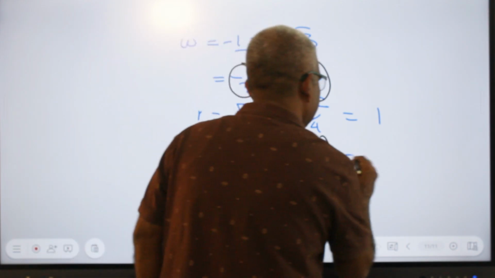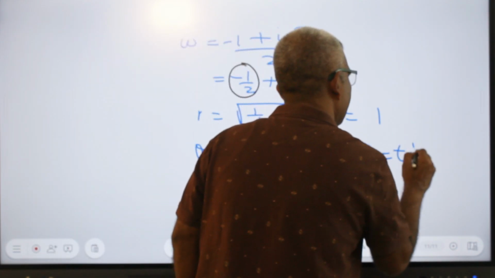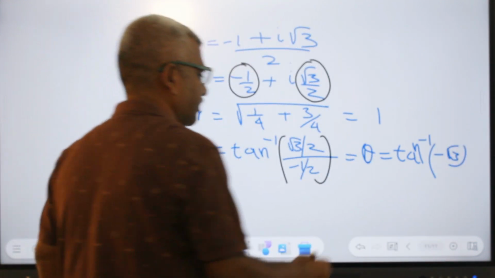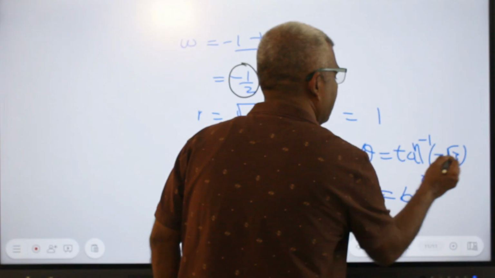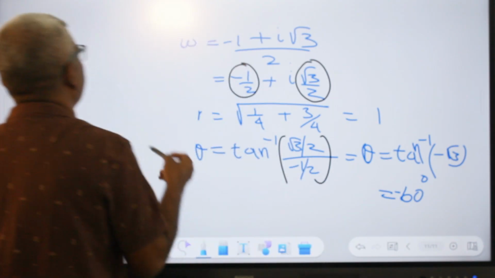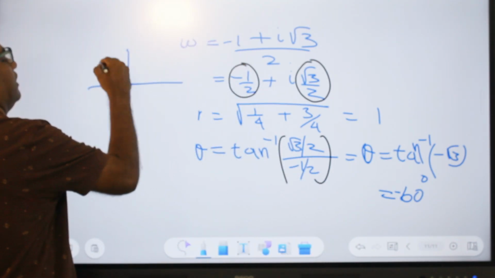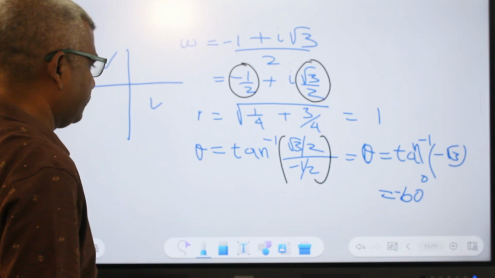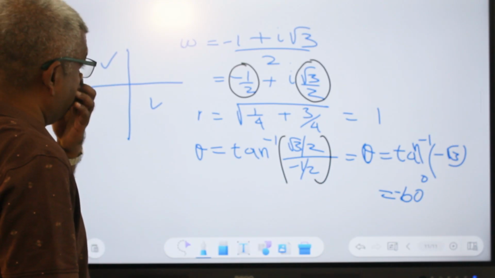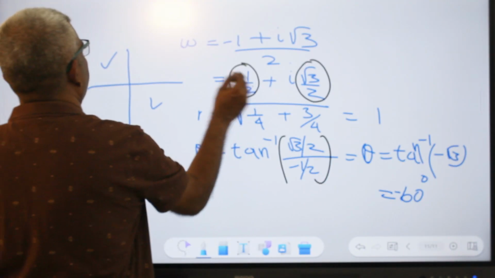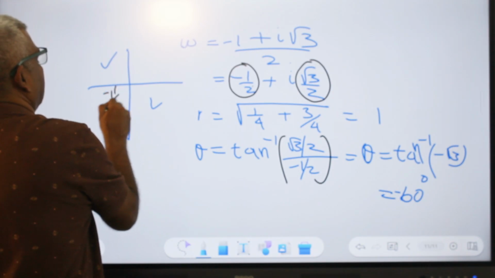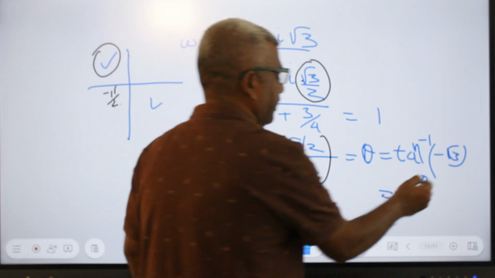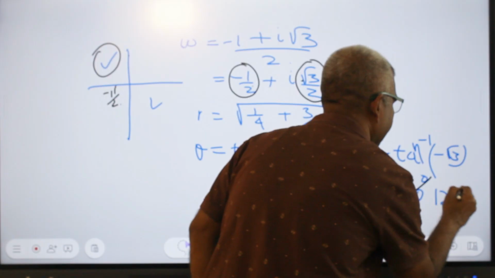What will it become? Theta is equal to tan inverse of minus root 3. Root 3 is 60 degree or pi by 3. Minus root 3 means we have to find out where: second quadrant and fourth quadrant. Here minus 1 by 2 and root 3 by 2 i, so it lies in the second quadrant only. So this will be 180 minus 60, 120 degree.